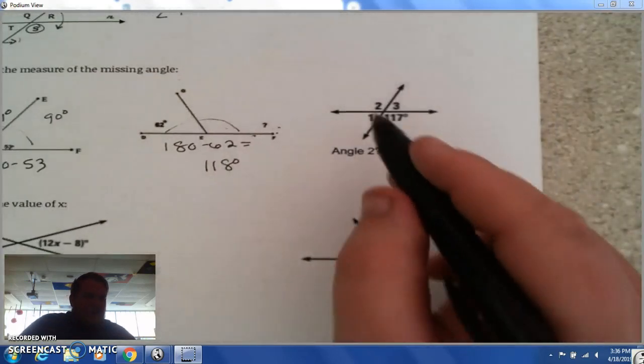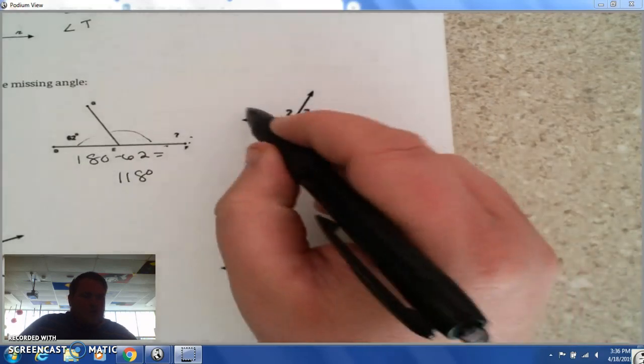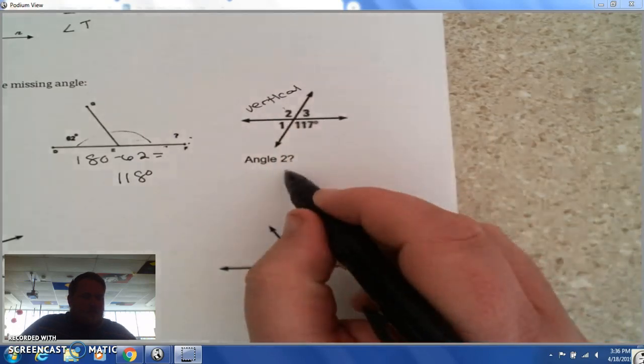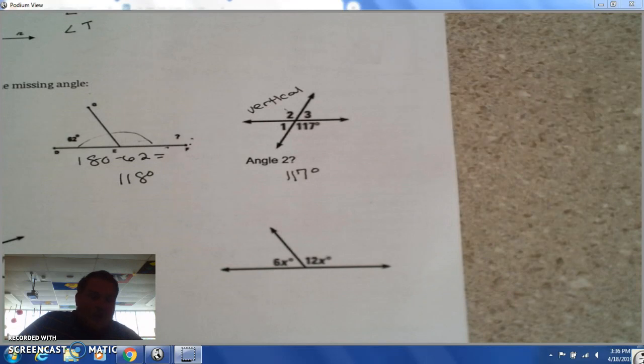And angle 2 is straight across from angle 1, which means they're vertical, or congruent. So that means angle 2 will be 118 degrees as well.